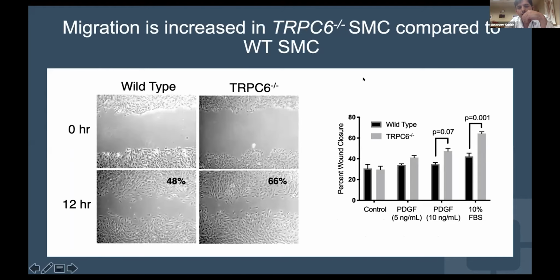In addition, we assessed if migration was different between wild type smooth muscle cells and TRP6 knockout smooth muscle cells. These are razor scrape assays of cultured wild type and TRP6 knockout primary smooth muscle cells, and the percent wound healing, and thus the degree of migration, was assessed 12 hours after the razor scrape. And what we found was a significant increase in percent wound closure and cell migration in growth factor stimulated TRP6 knockout primary aortic smooth muscle cells compared to wild type smooth muscle cells. So these results in tandem suggested that proliferation and migration, or neointimal hyperplasia associated behaviors, seem to be increased in TRP6 knockout primary aortic smooth muscle cells.